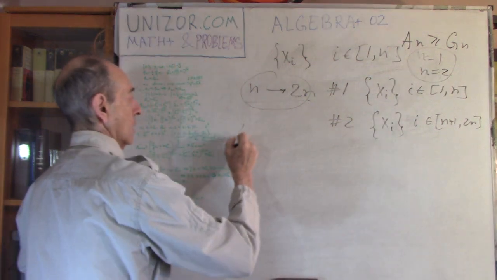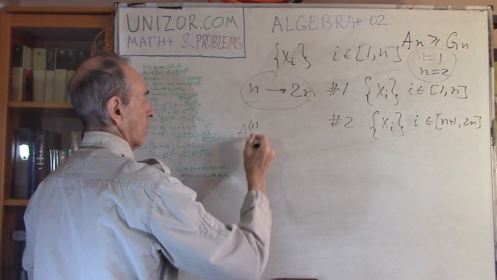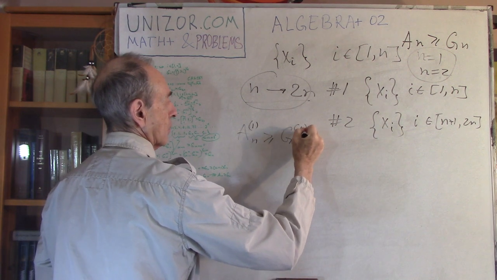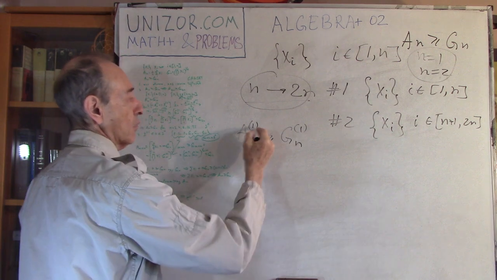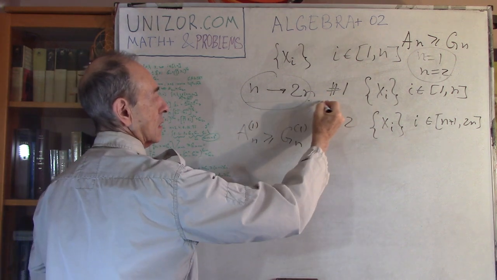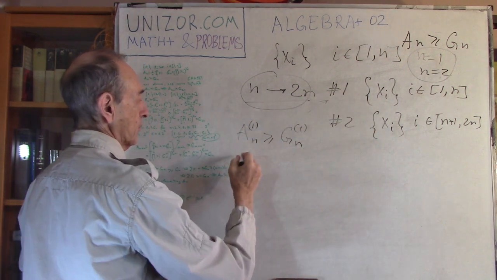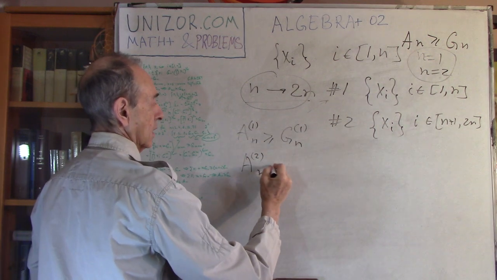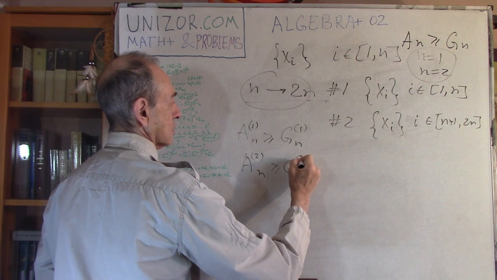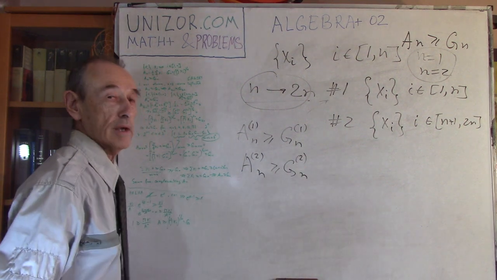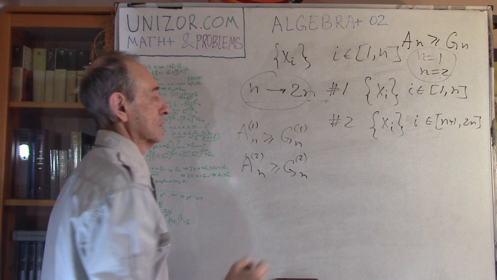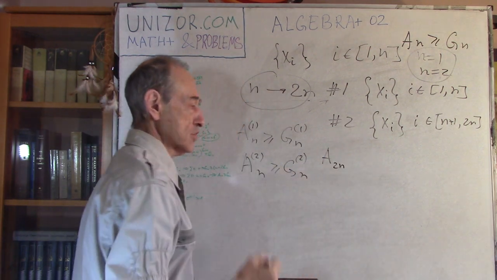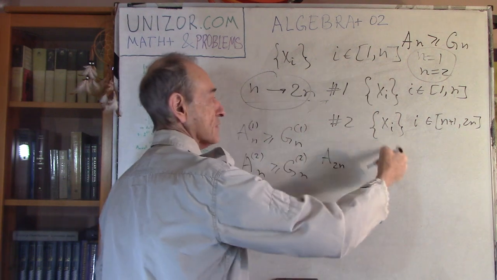So A1n is greater than G1n. Now 1 means for the first subset. For the second subset I have A2n greater than G2n. Okay? Now what is A2n, which is the arithmetic average of all of them?